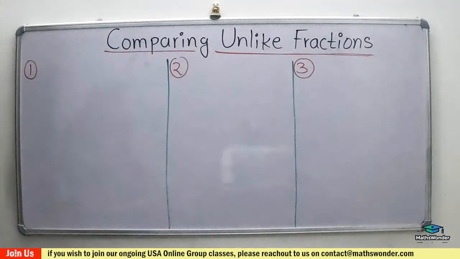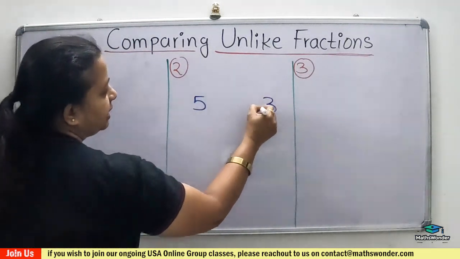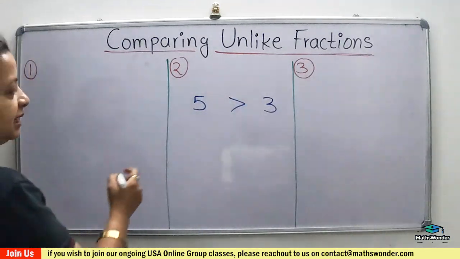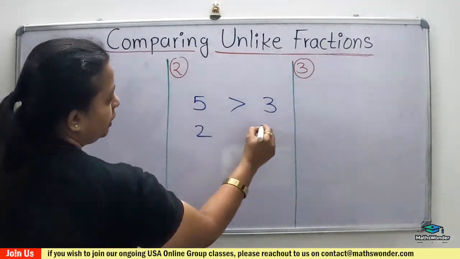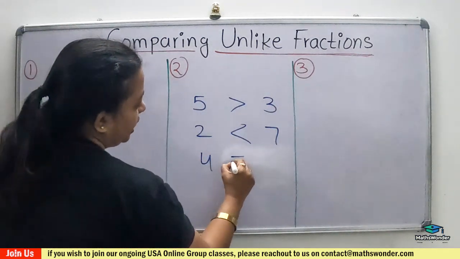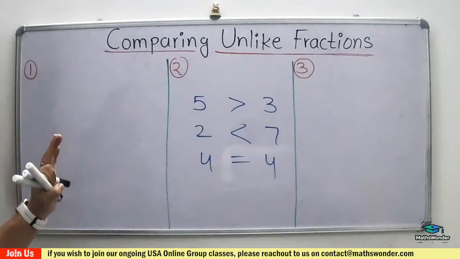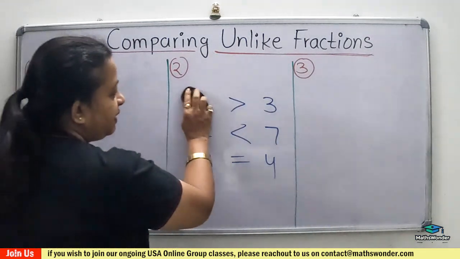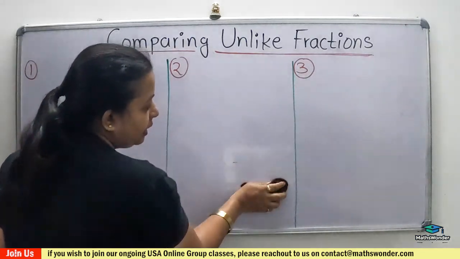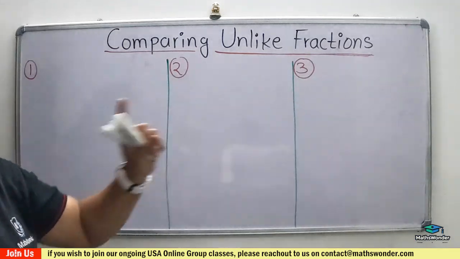When we compare two numbers, it is easy. If the numbers are 5 and 3, you know 5 is greater. If the numbers are 2 and 7, then 7 is greater. If the numbers are 4 and 4, they are equal. So there are 3 categories: less than, more than and equal. The same in fractions, we have 3 categories. Your fraction may be less than, more than or equal.